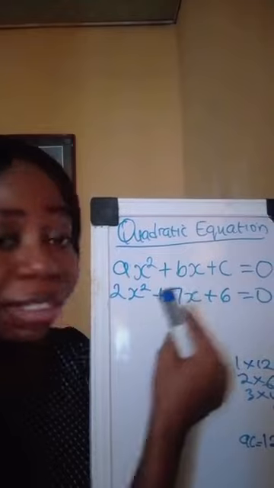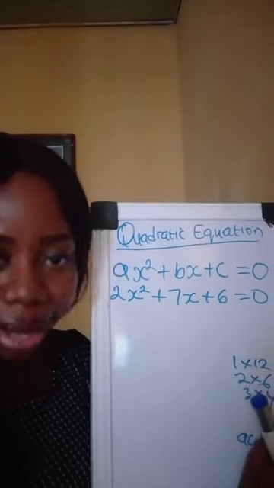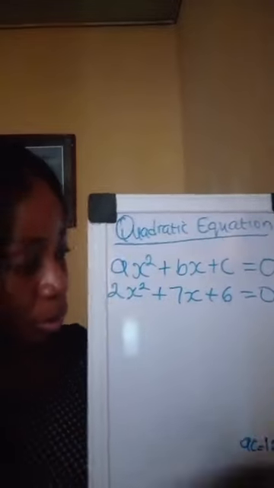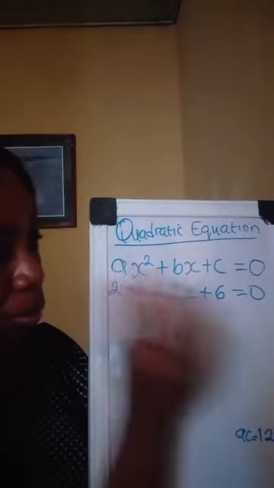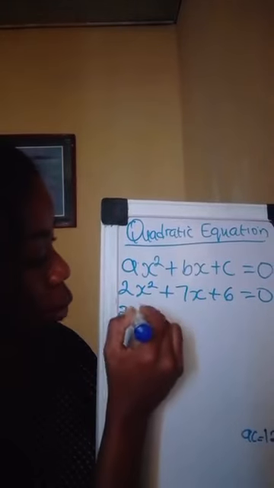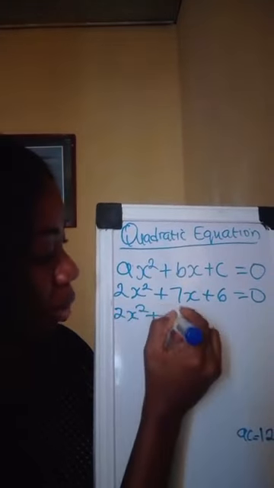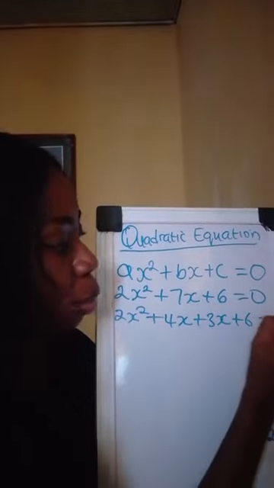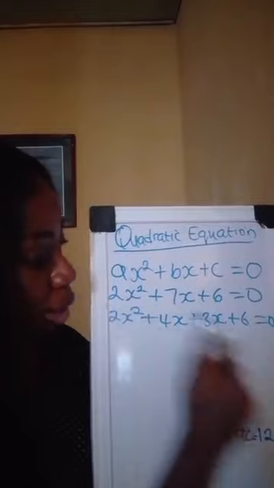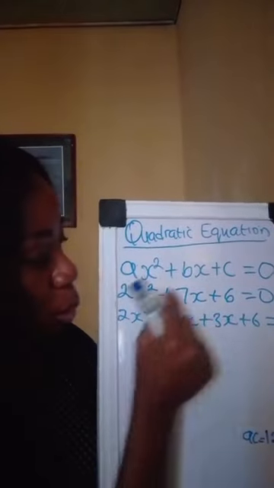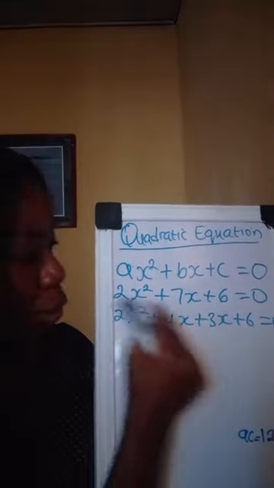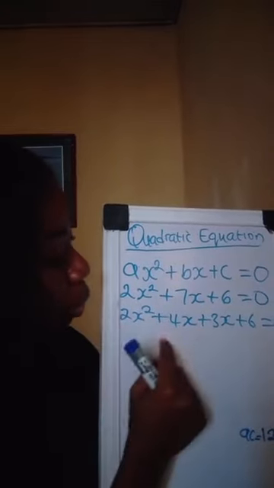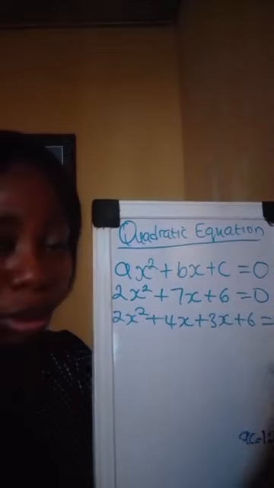We are going to split 7 into 3 and 4. All right? Good. So we'll split 7 into 3 and 4. Let's write 2x squared plus 4x plus 3x plus 6 is equal to 0. This expression and this expression are the same thing. We just split 7 into 2 numbers. So 2x squared plus 7x plus 6 is equal to 0 is the same thing as 2x squared plus 4x plus 3x plus 6 is equal to 0.